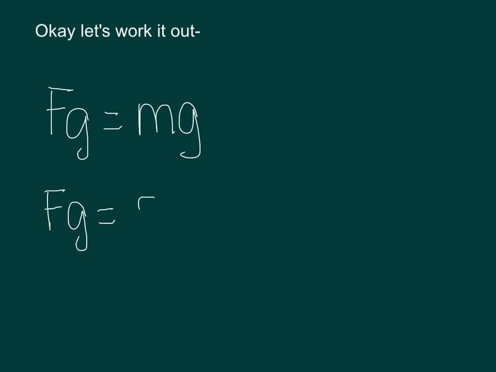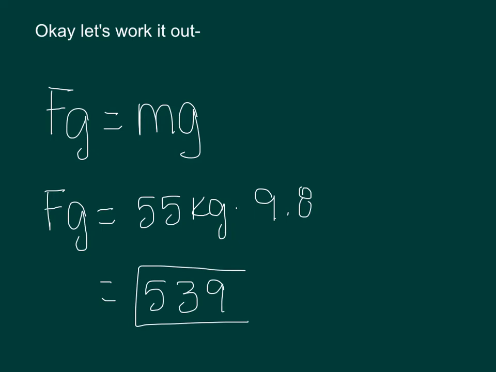Alright, let's work it out together. The first thing we need to know is the force of gravity, which we know is equal to mass times gravity. So the force of gravity is going to be equal to 55 kilograms times gravity, which is 9.8. This equals 539. That's important.